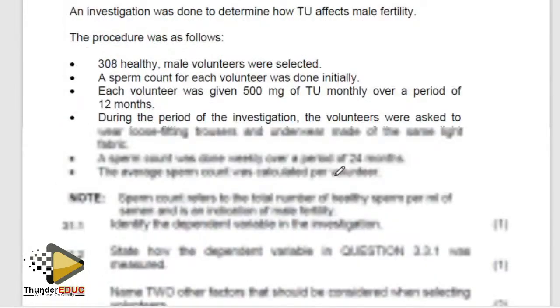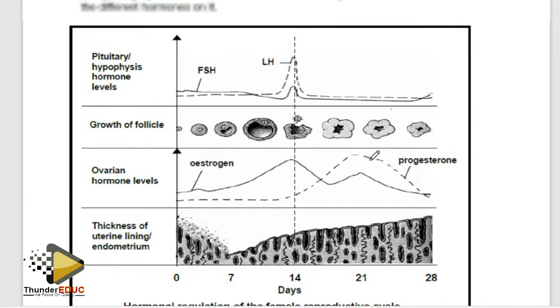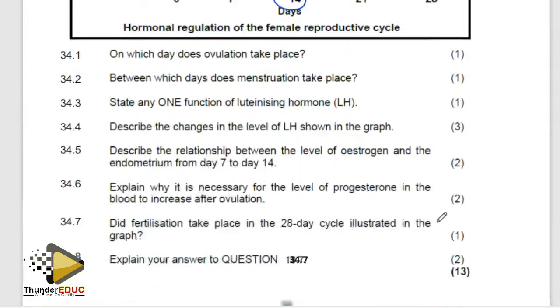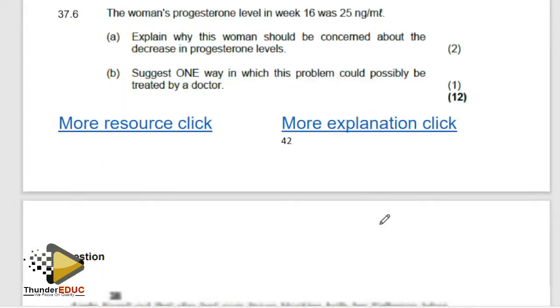So guys, I know you're going to get a distinction when it comes to that. Did fertilization take place? Check. Yes, it took place. It did not take place, because progesterone decreased, and the corpus luteum degenerates. Therefore, fertilization did not take place. What indication shows that ovulation occurs on day 14? Because the ovum is released and the level of luteinizing hormone is high.